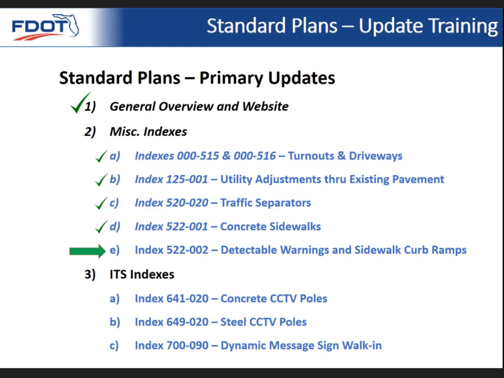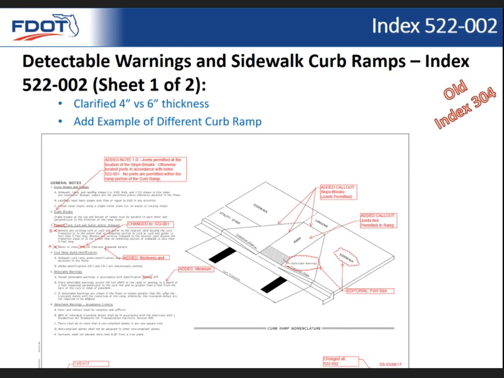For index 522002, which is the detectable warnings and sidewalk curb ramps index, previously index 304, we wanted to make sure there were slightly better notes handling the change between 4-inch and 6-inch and referencing the new index 522001.